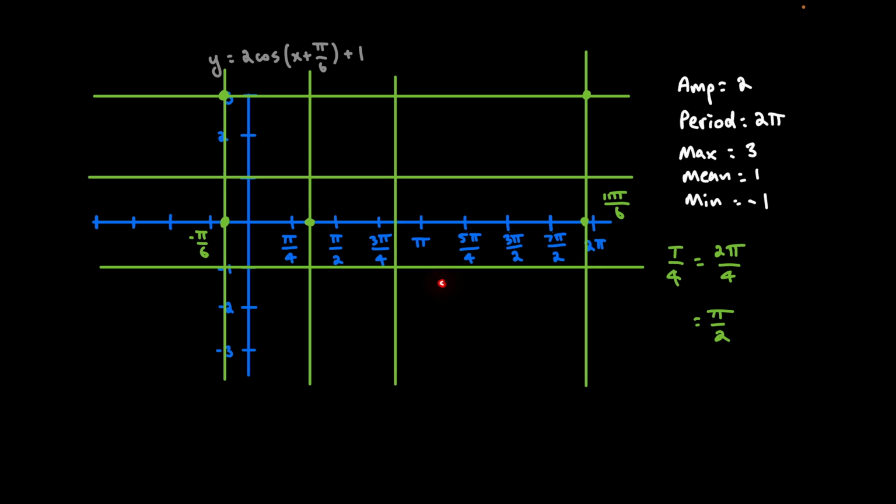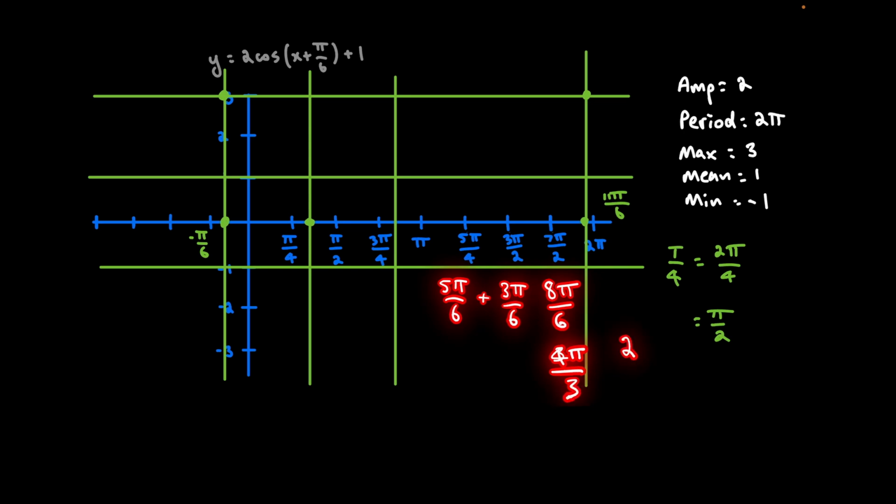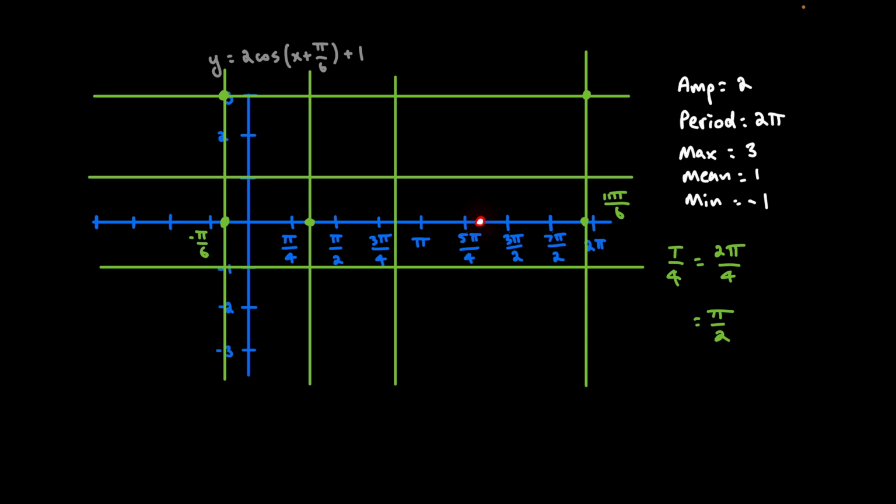And then lastly, 5 pi on 6 plus 3 pi on 6. That's the same as 8 pi on 6, or simply just 4 pi over 3. And 4 pi over 3 would be the same as 240 degrees. And 240 degrees will be roughly over here.